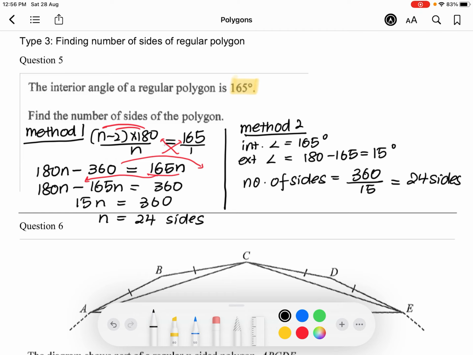Now, which method do you prefer? The more algebra method or the exterior angle of a polygon? Okay, so you may use the different methods to find your answer.